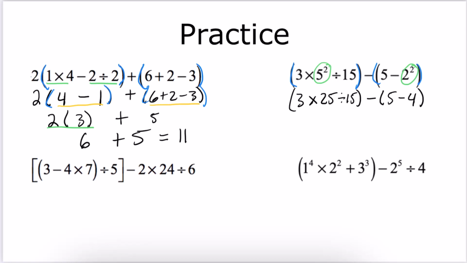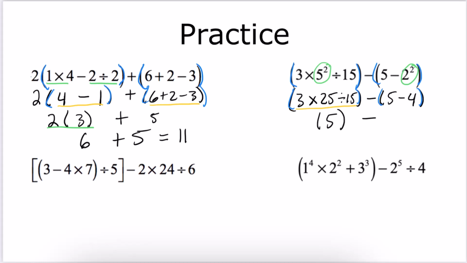Then I still have parentheses, so I'm going to look inside of my parentheses and see if I have any of the next layer of my pyramid. So the next layer of my pyramid is multiplication and division, and I do have some multiplication and division in this first set of parentheses. So I'm going to simplify that. And I'll say, okay, 3 times 25 is 75. 75 divided by 15, I believe, is 5. And so that gives me a 5 inside of that set of parentheses.